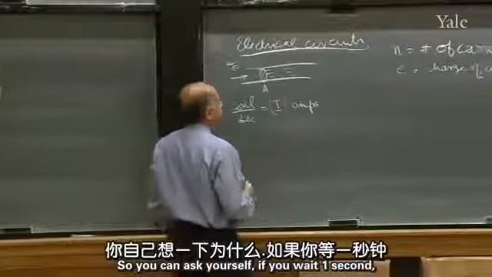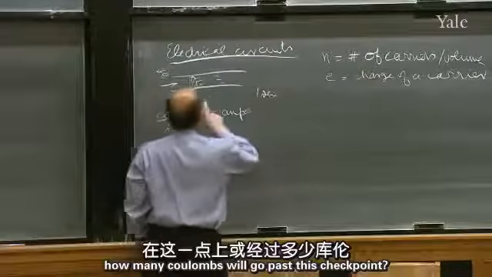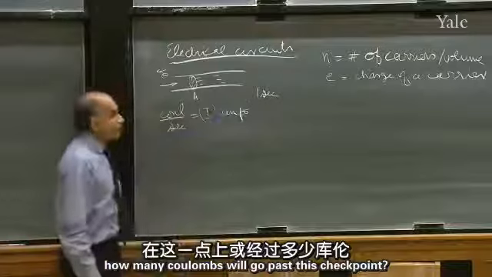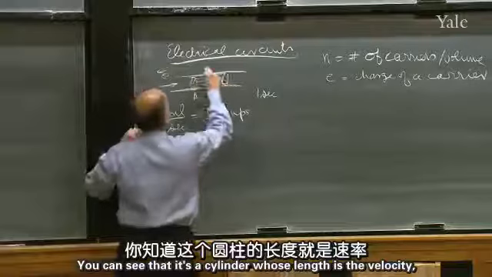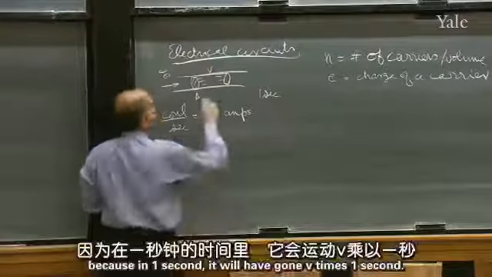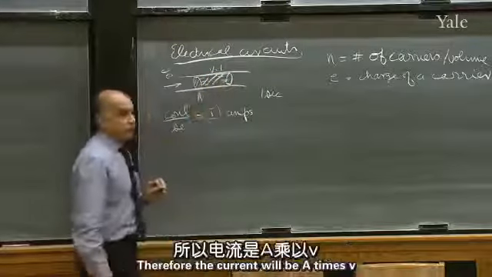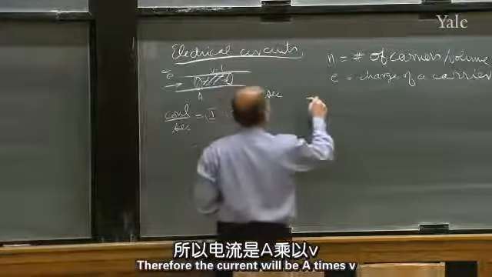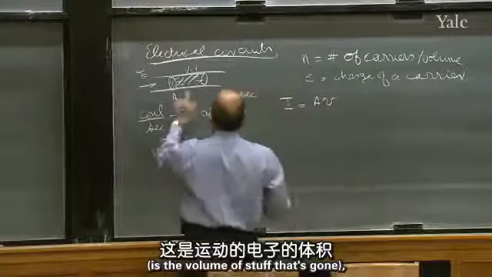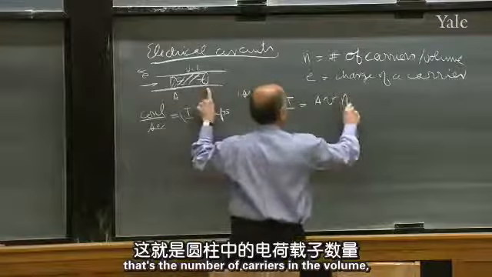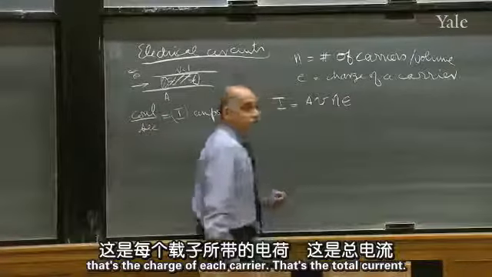So you can ask yourself, if you wait 1 second, how many coulombs will go past this checkpoint? You can see that it's a cylinder whose length is the velocity, because in 1 second it would have gone v times 1 second. All those guys have crossed the finish line. Therefore, the current will be A times v, the volume of stuff that has gone, times N, the number of carriers per volume, times E, the charge of each carrier. That's the total current.